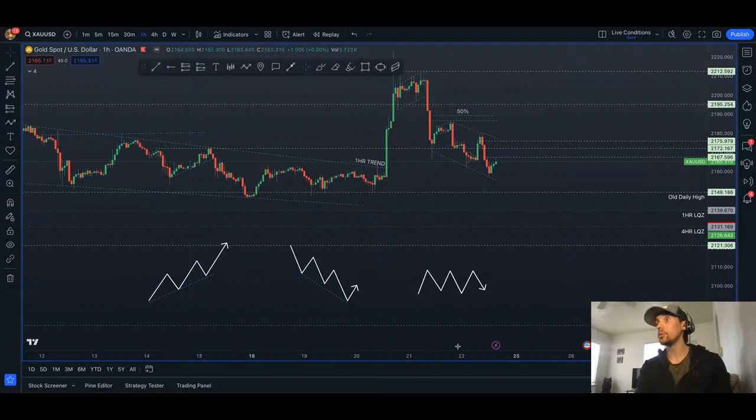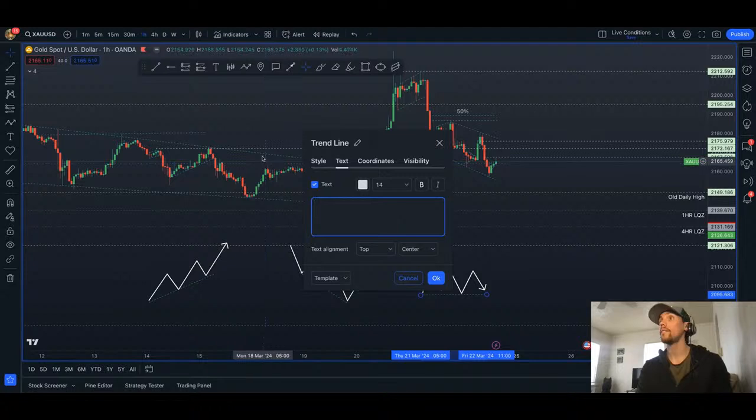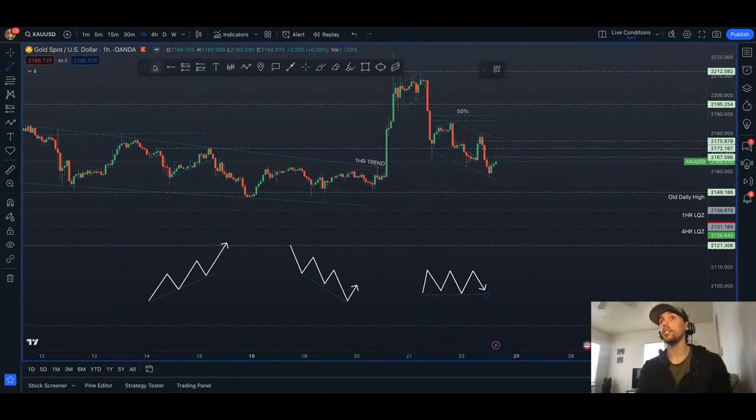And then, of course, this is what they call consolidation in fancy layman terms. So here's our consolidation, or a flag. That's something else you'll get told. This is a flag.